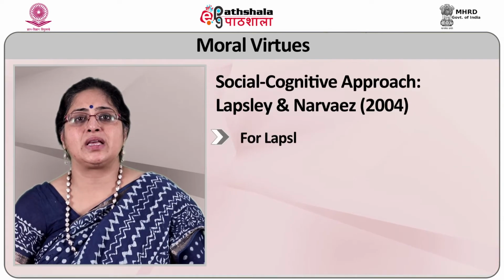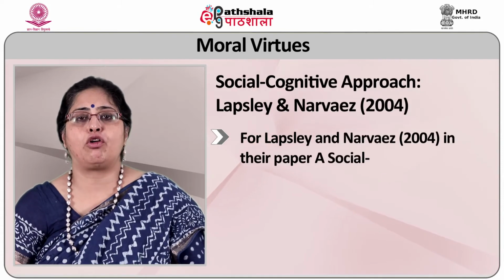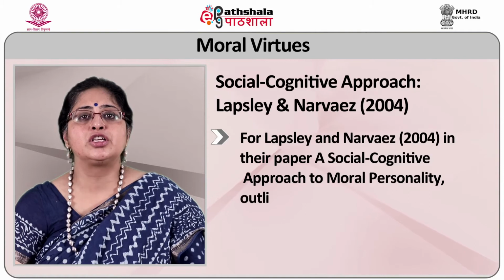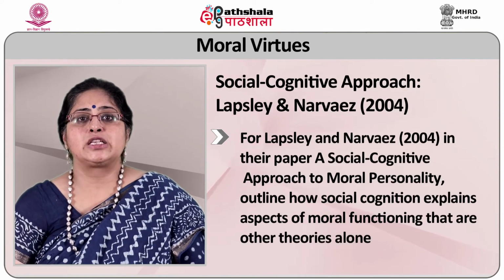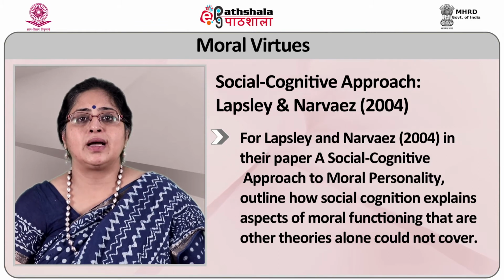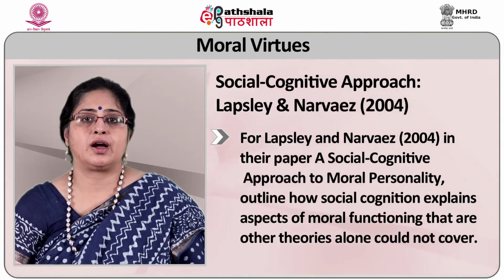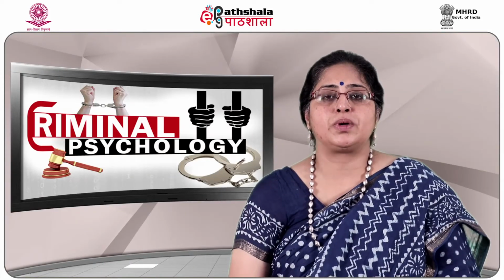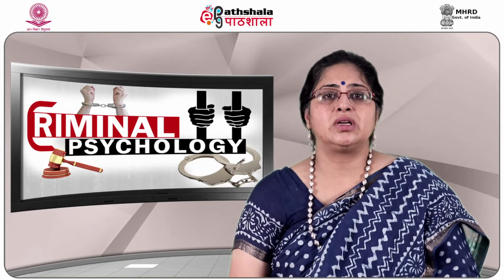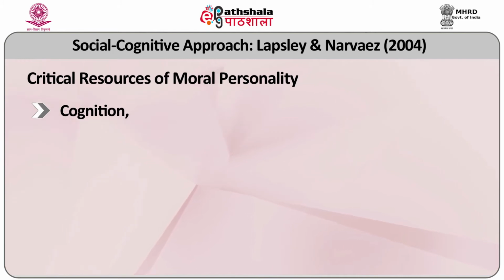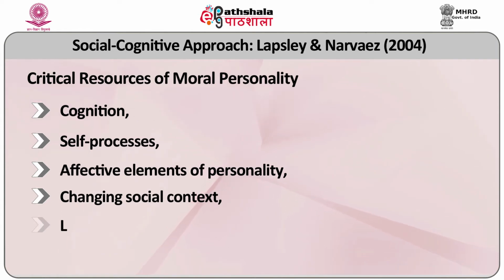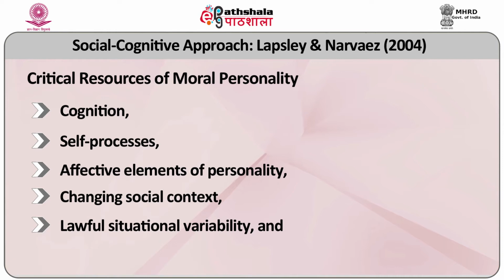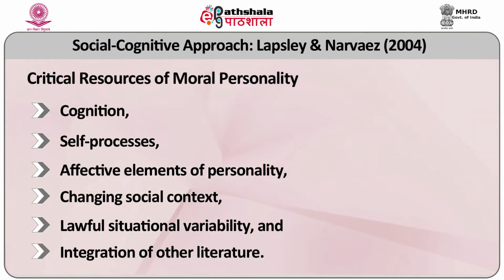Another group of researchers, Lapsley and Narvaez, 2004, in a paper, A Social Cognitive Approach to Moral Personality, outline how social cognition explains aspects of moral functioning that our other theories alone could not cover. The social cognitive approach to personality has six critical resources of moral personality: cognition, self-processes, affective elements of personality, changing social context, lawful situational variability, and the integration of other literature.